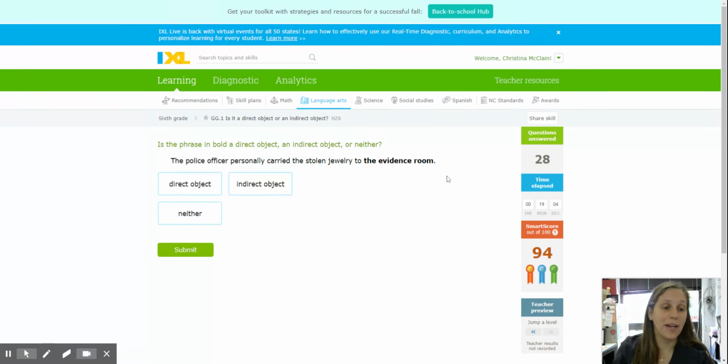So that was our last one. We would have gotten it right, but I wanted to show you what was wrong. So there we have it. Again, this is another one with that preposition right in front of it. So the evidence room is the object of a preposition, so we know that it's neither.